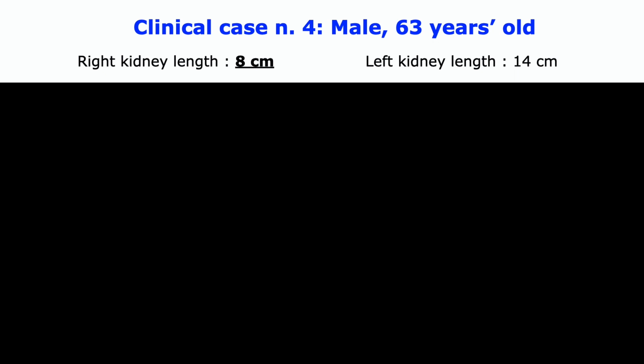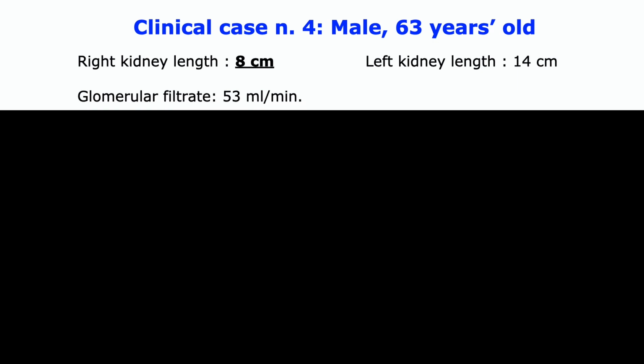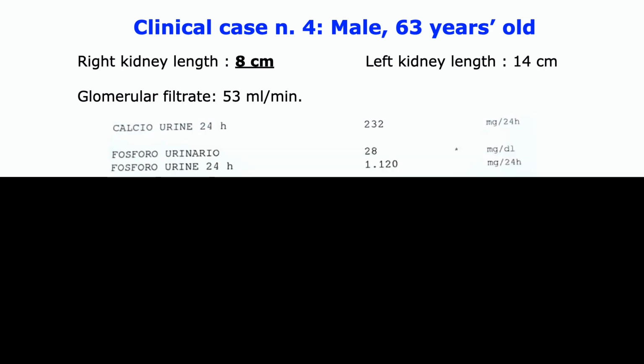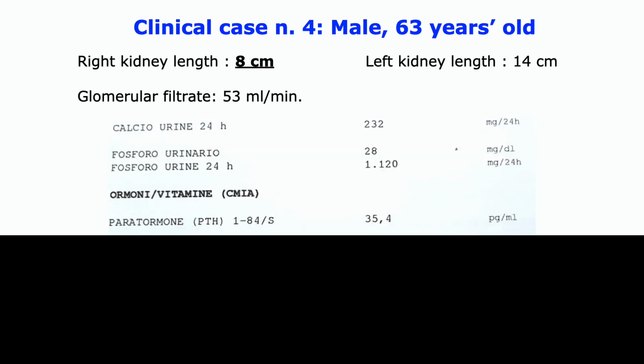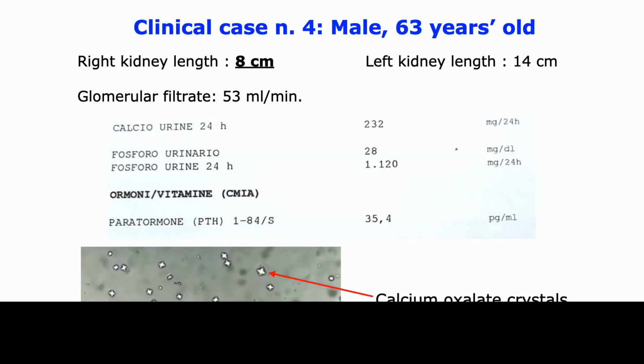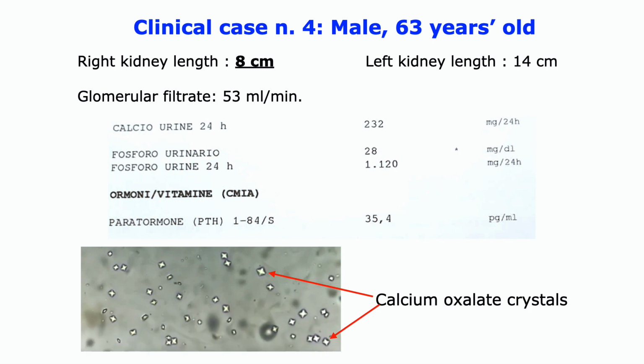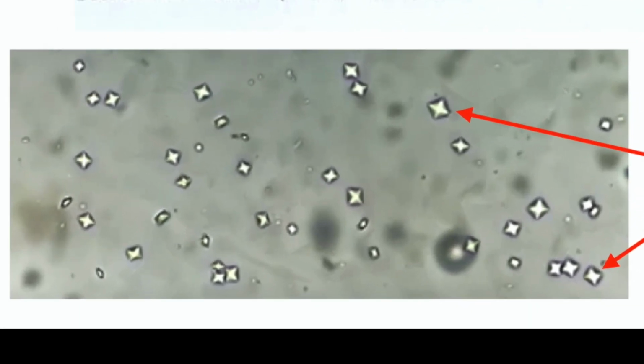Later, in a periodical medical checkup, an ultrasound scan reported the right kidney to be much smaller than the left one, 8 centimeters of length against 14. The glomerular filtrate was estimated at 53 milliliters per minute. The metabolism of calcium and phosphate was normal. The urine emitted was sterile upon doing a bacterial culture, and upon microscopic examination of the sediment, some red blood cells, few leukocytes, and plenty of oxalate crystals were visible.